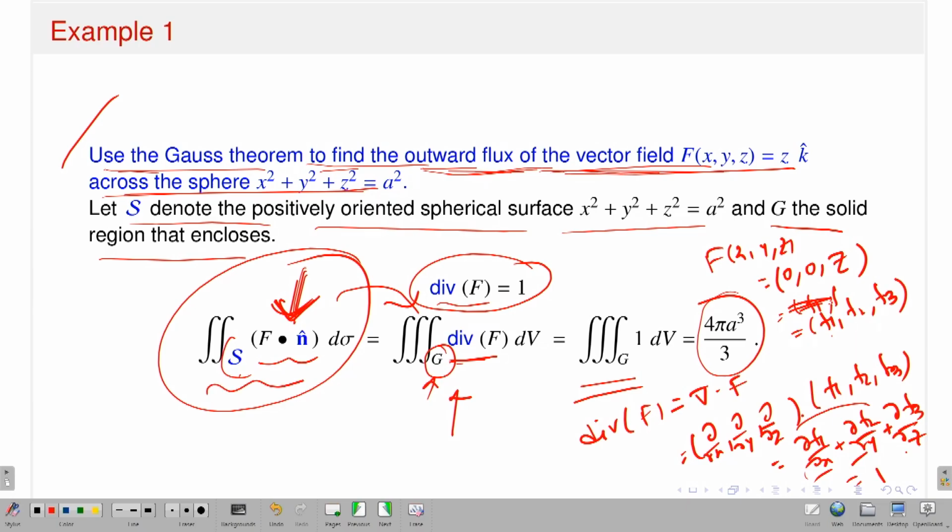Therefore the corresponding outward flux of my vector field capital F across my sphere x square plus y square plus z square is equal to a square is exactly equal to 4 by 3 pi a cube. So that is one example.